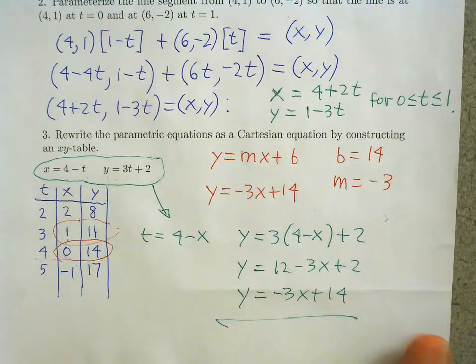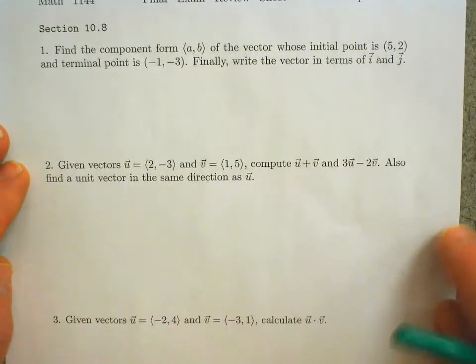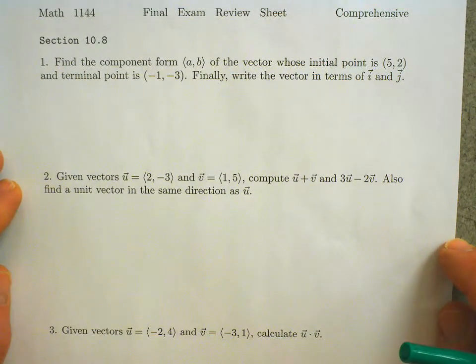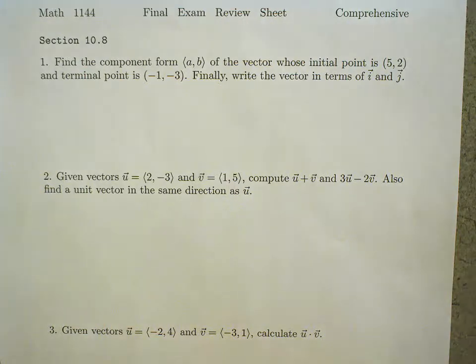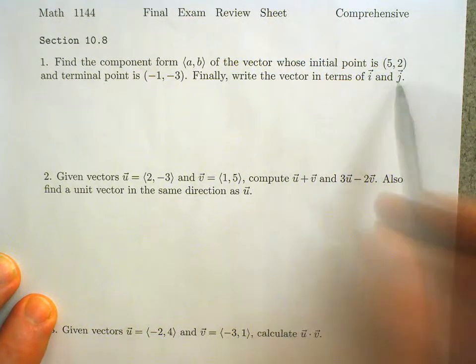Okay, and the next problem, next sheet. From section 10.8. This says, number 1, find the component form AB in angle brackets of the vector whose initial point has the coordinates 5, 2, and the terminal point with coordinates negative 1, negative 3. And then write the vector in terms of vectors i and j.